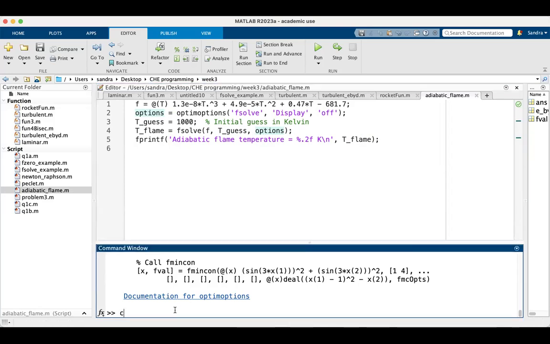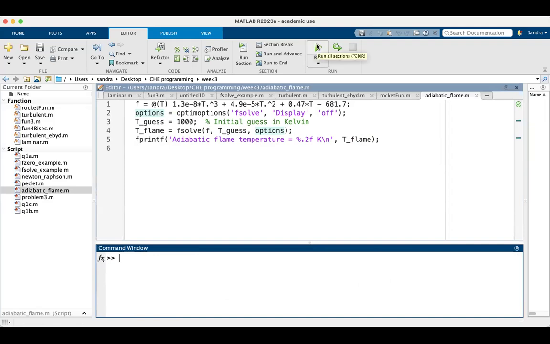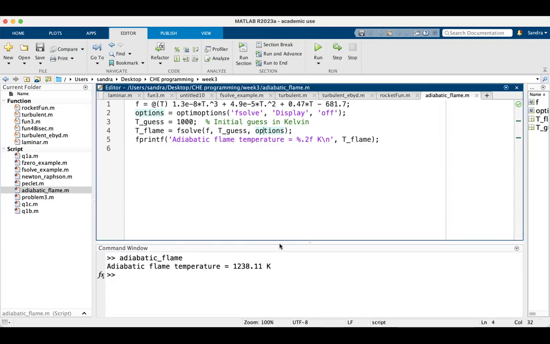Okay, let me just run this code for you. See, earlier we had all the "solution found" sentences. Now that is not displayed. So that is how you work with optim options. There are several other optim options also. You can just type the help command and see it for yourself. So this is how we use fsolve for solving such a problem.